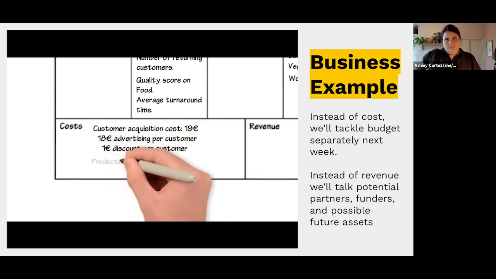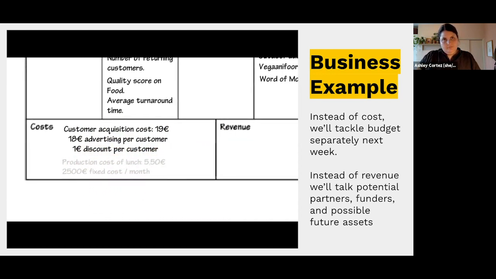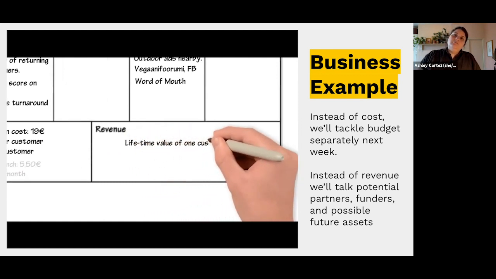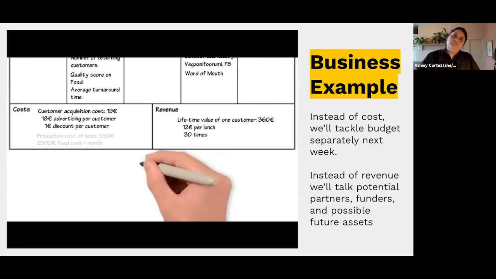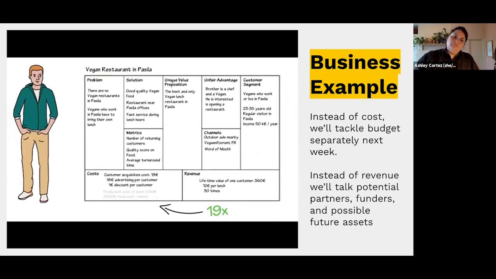Joe's estimate is that it would take 19 euros on average to get one customer. And one customer would visit 30 times on average and pay 12 euros for each lunch. That adds up as 19x as the LTV CAC multiplier, which is in a good territory. It's good to highlight that all of this is just an educated best guess at this stage.